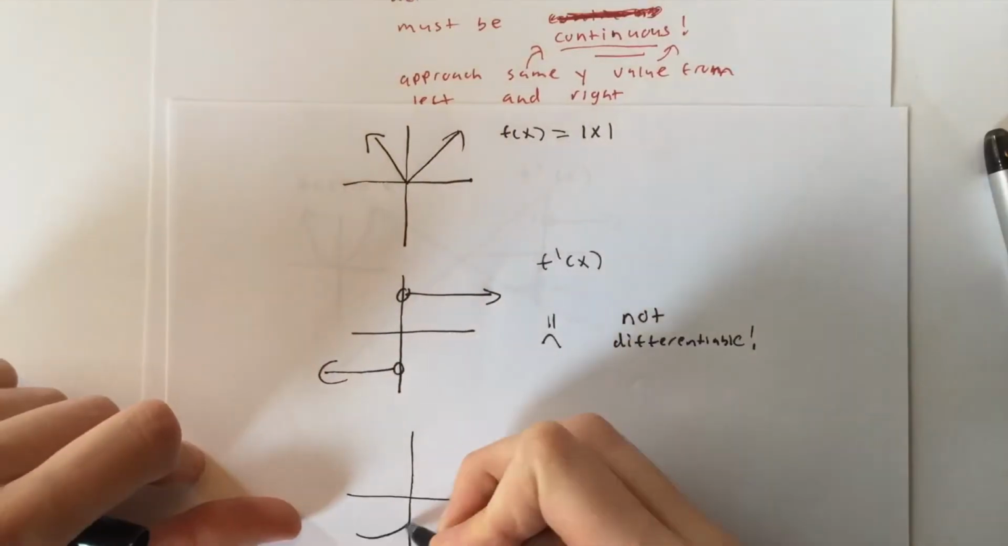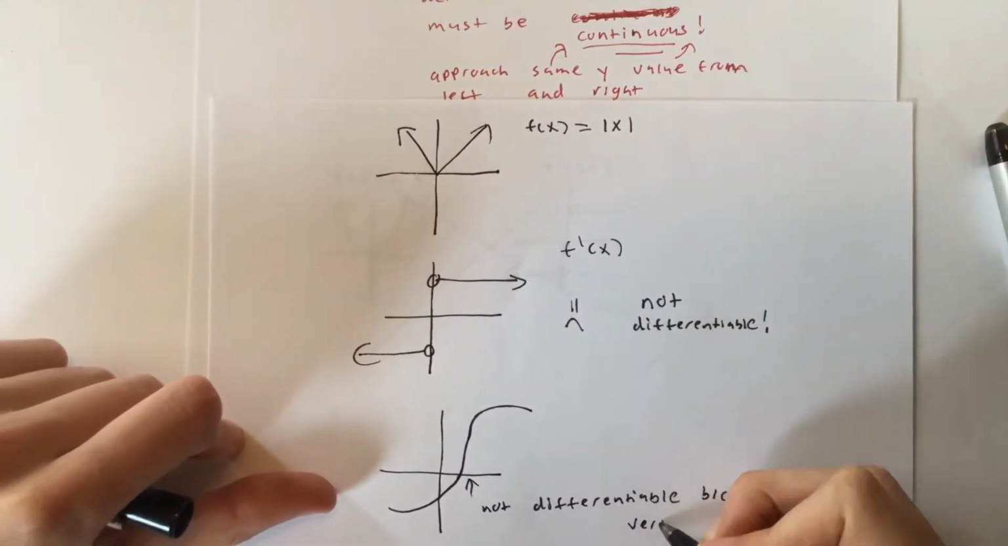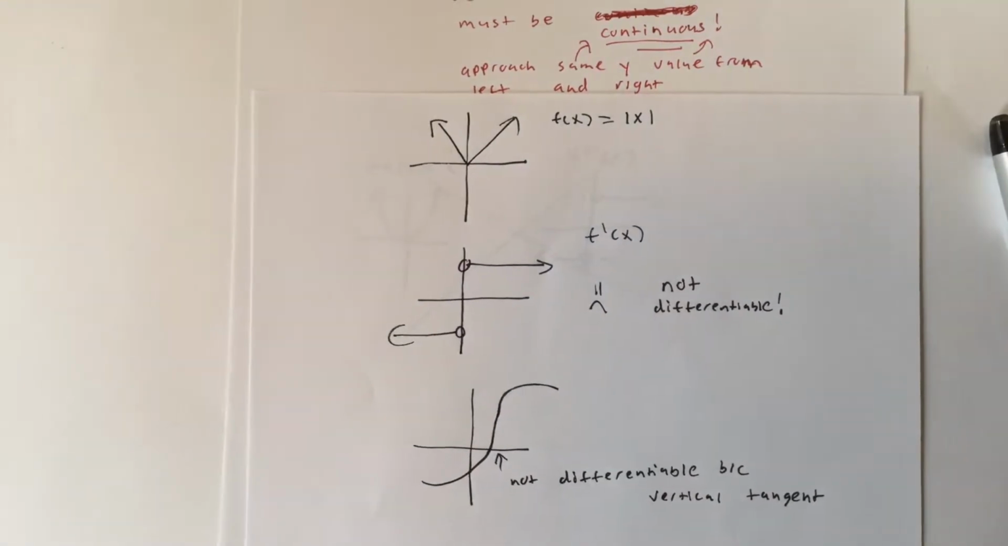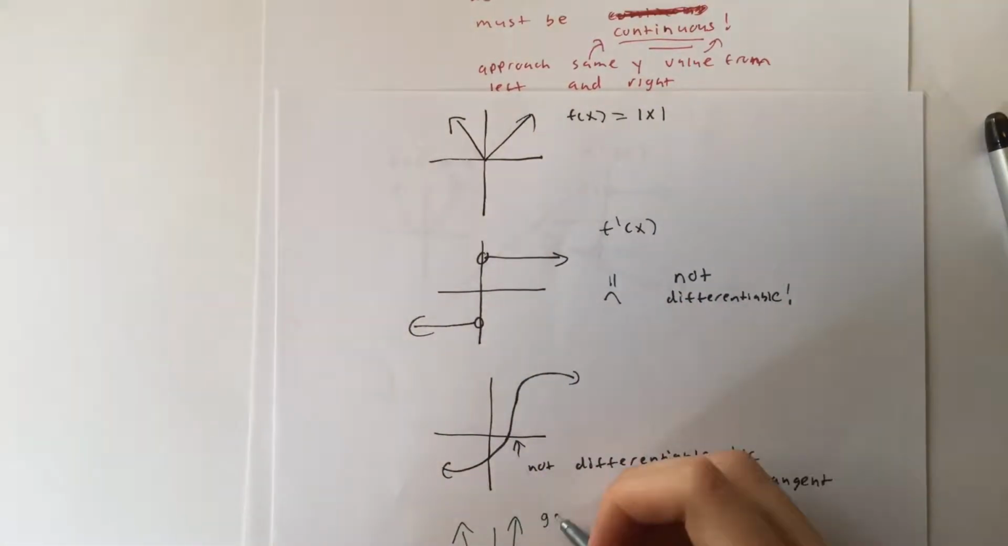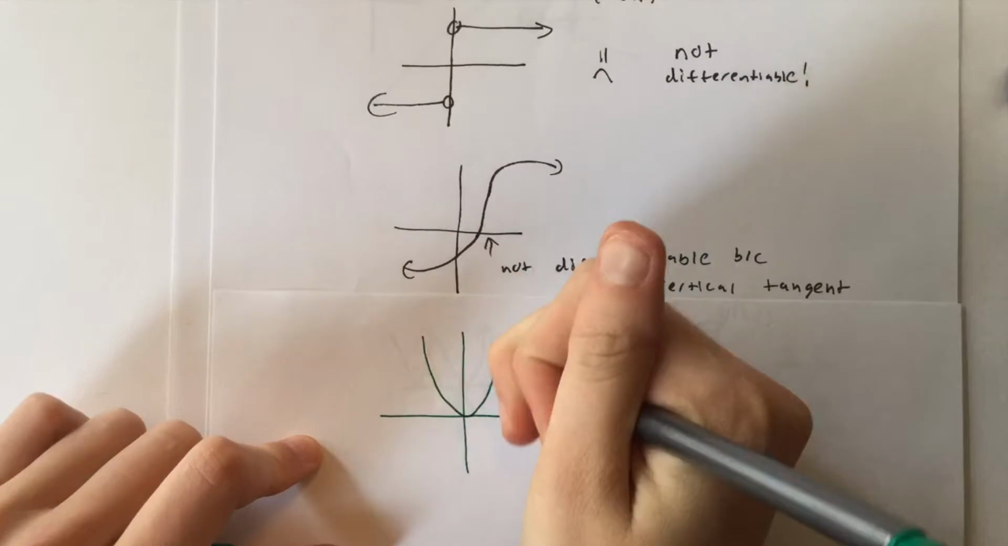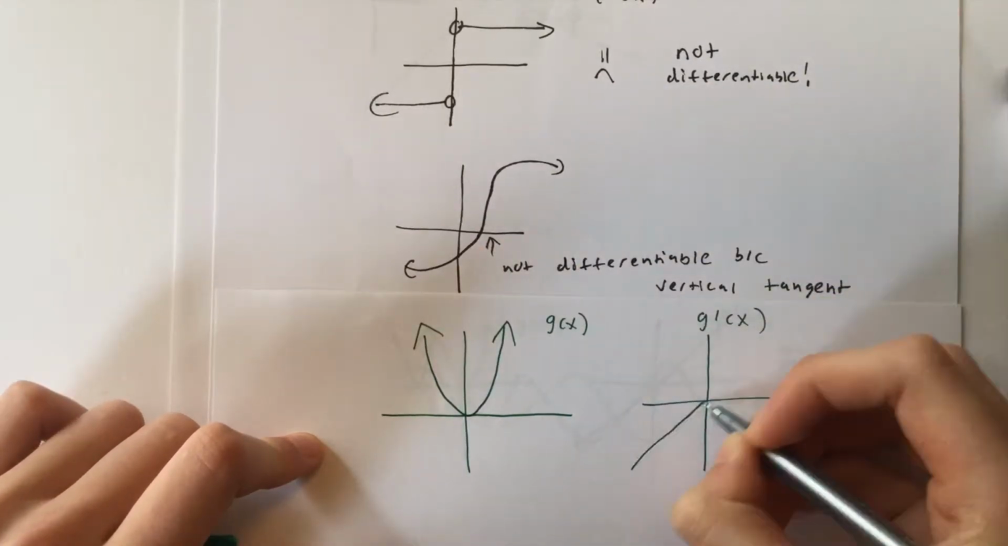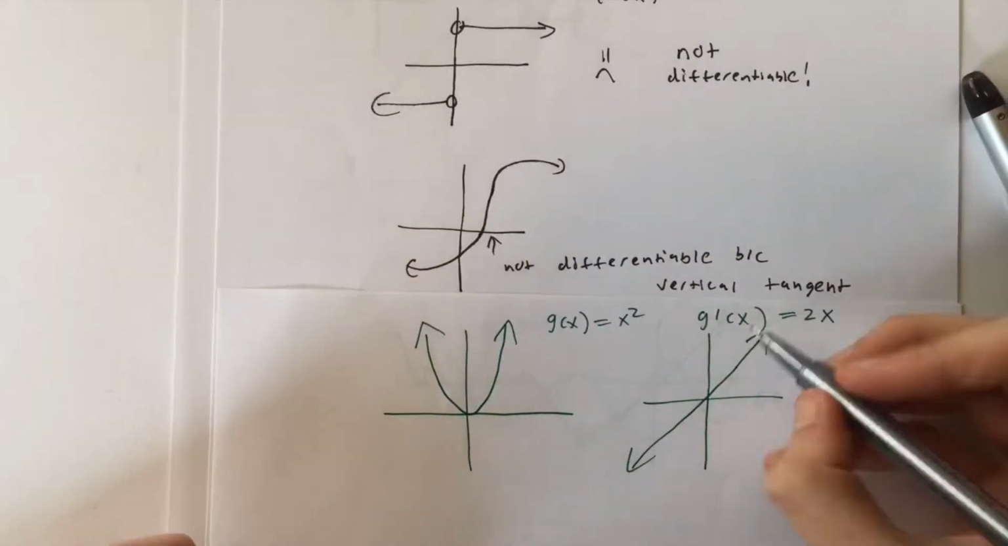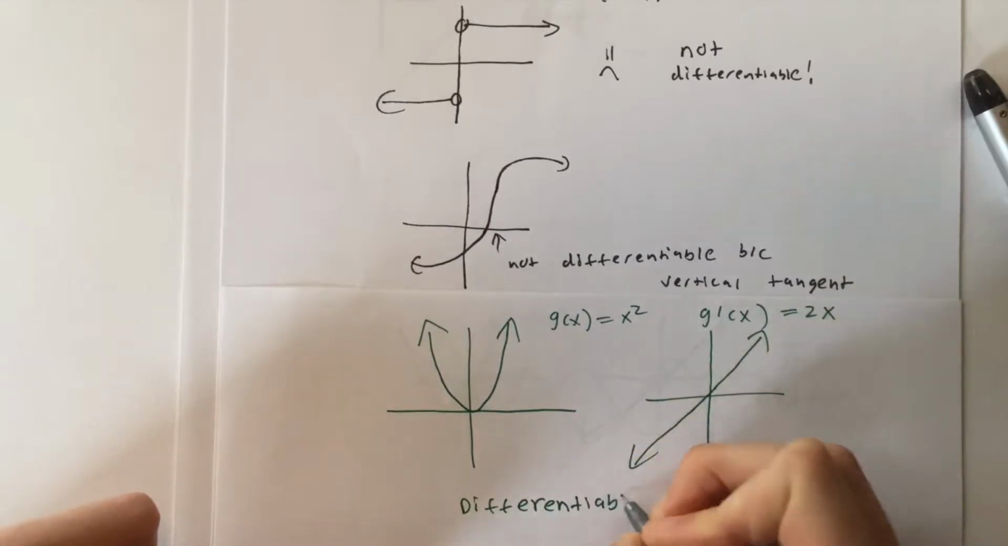On the second graph, there's a vertical tangent, so this doesn't make it differentiable because you can't take the derivative of a tangent. And for the third graph, it is differentiable. And if it's differentiable, that means it's continuous. So now you might be asking yourself, well, how did you know that?